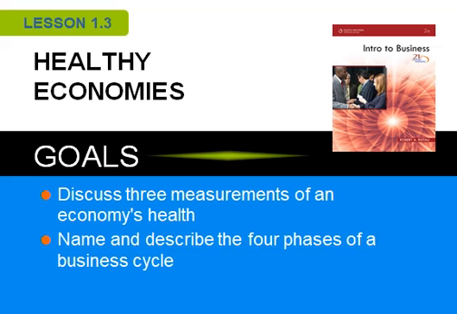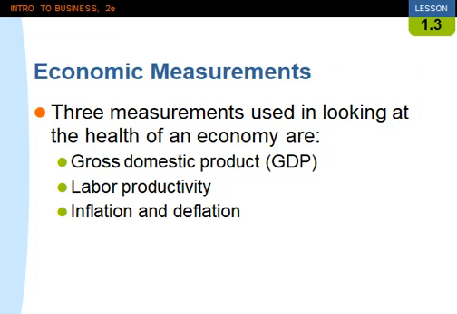In today's topic, we will be covering Lesson 1.3, Healthy Economies, found in our Intro to Business textbook. The goals are to discuss 3 measurements of an economy's health, and to name and describe the 4 phases of a business cycle. 3 measurements used in looking at the health of an economy are 1. Gross domestic product, GDP, 2. Labor productivity, 3. Inflation and deflation.